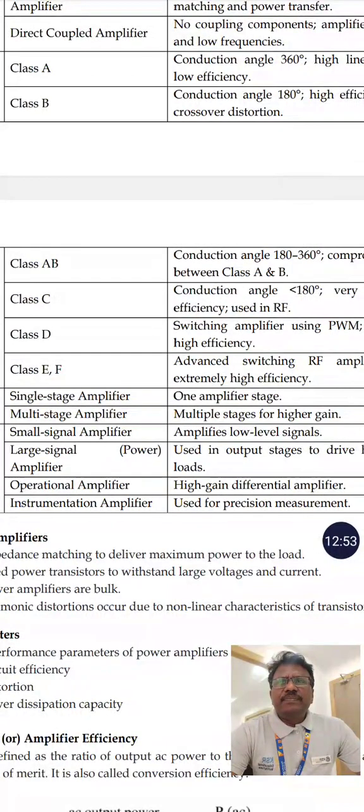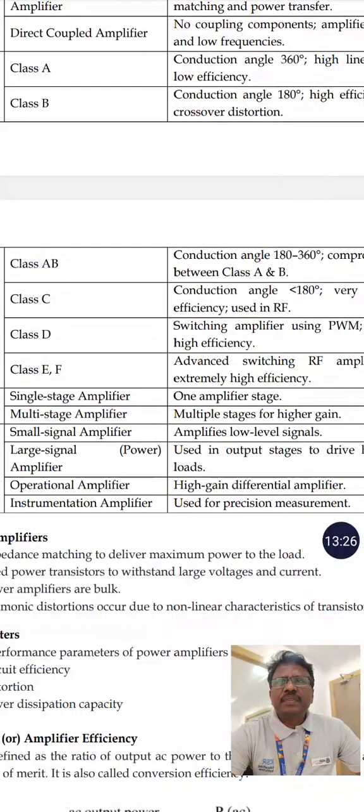Class AB. Can we combine the advantages of class A and class B? Yes, that is called class AB. Here, the transistor conducts for more than 180 degrees but less than 360 degrees, typically around 200 to 300 degrees. So it has higher efficiency and lower distortion, and is the most commonly used practical amplifier. Applications are home theater, car audio, and professional audio amplifiers.